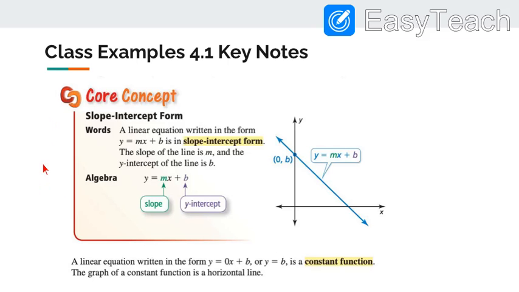Alright, some key concepts here. As we said earlier, slope-intercept form is when you have y equals mx plus b. Your slope is the m value, your y-intercept is the b value. Remember, your y-axis is the up and down one, that's where your b value is going to go. And your slope tells you left to right, is it increasing or decreasing?